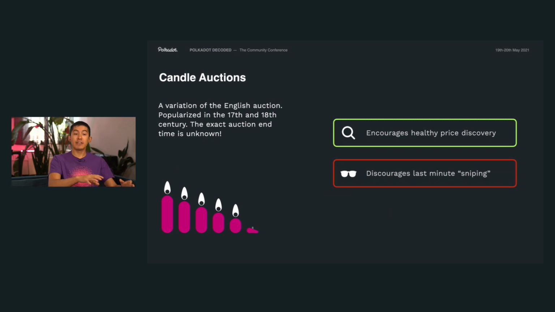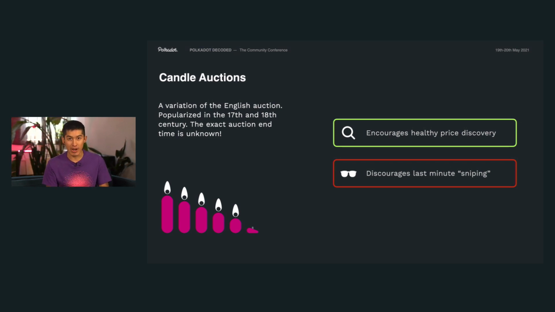Now, there's a lot of different ways we can approach the auction system, but we actually settled on a candle auction system. Candle auctions were popularized in the 17th and 18th century as an alternative to the English auction. You probably are familiar with English auctions, where each person bids higher and higher until no one wants to bid anymore. The candle auction adds to this process a little bit of randomness.